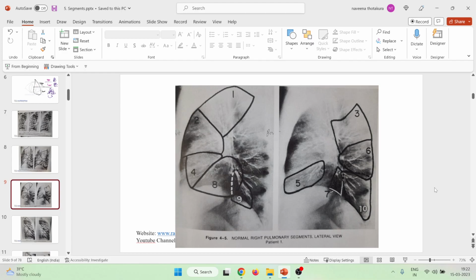Remembering these is not necessary. The only thing that you should remember is the division into different bronchopulmonary segments, because these bronchopulmonary segments vary from person to person.